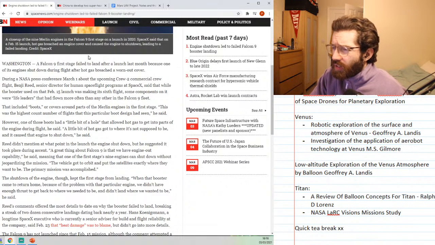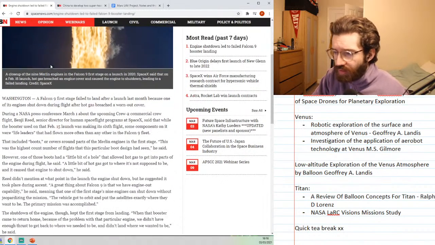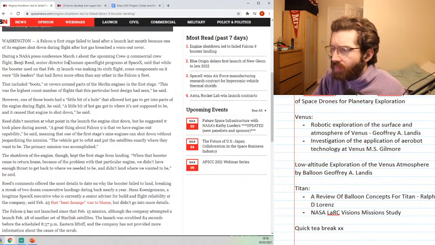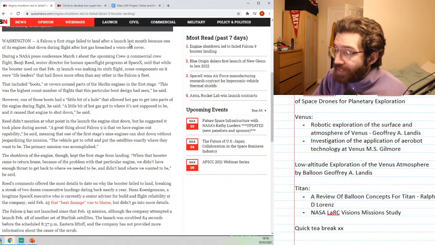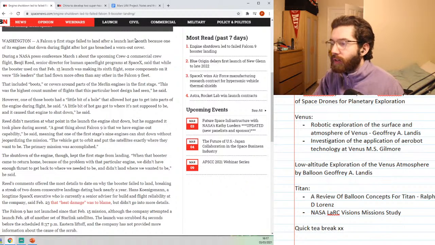So what's going on? What's the title again? Engine shutdown led to failed Falcon 9 booster landing. Okay, so it says in the title. And this is it right here. Some immense amount of power coming from that engine. Okay, so the F9 first stage failed to land after a launch last month because one of its engines shut down during flight after a hot gas breached a worn out cover.